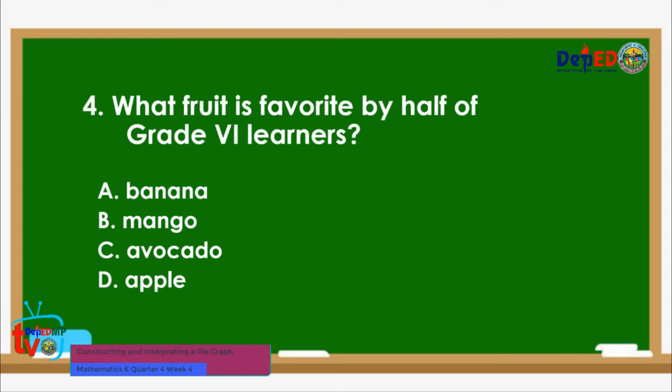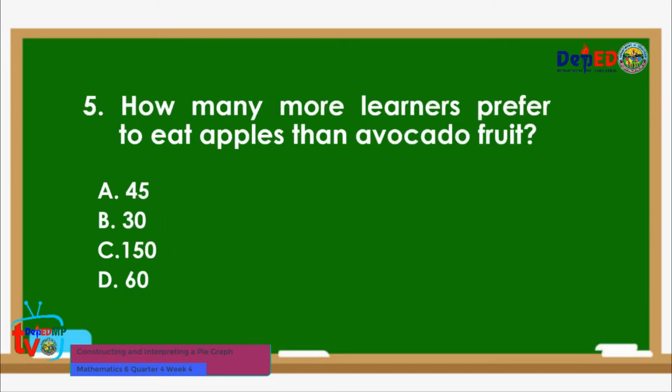Number 4. What fruit is favorite by half of grade 6 learners? A, banana. B, mango. C, avocado. D, apple. Number 5 question. How many more learners prefer to eat apples than avocado fruit? A. 45, B. 30, C. 150, D. 60. You have 5 seconds to double check your answers.